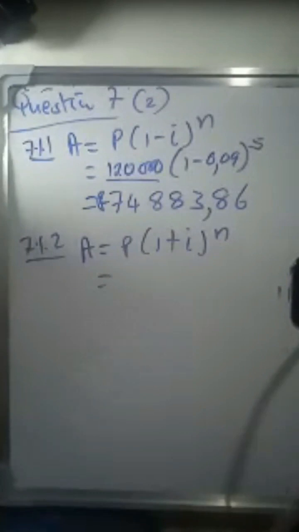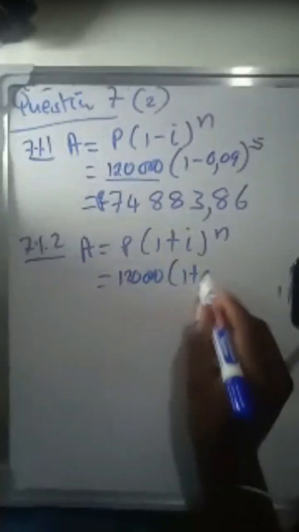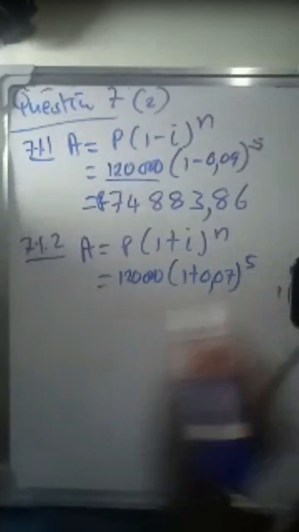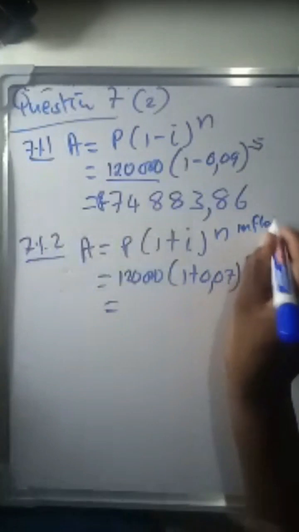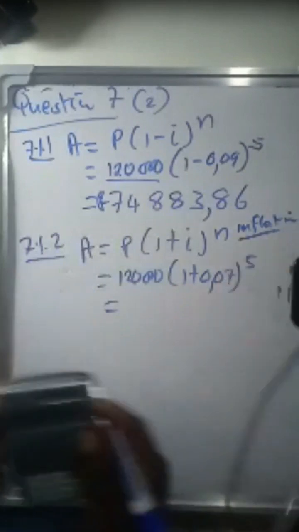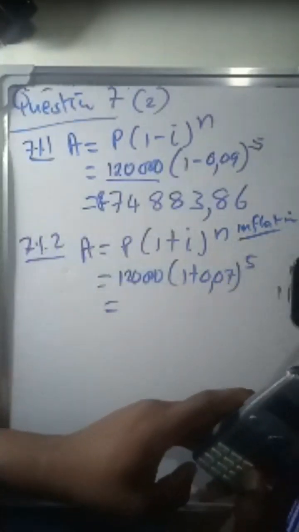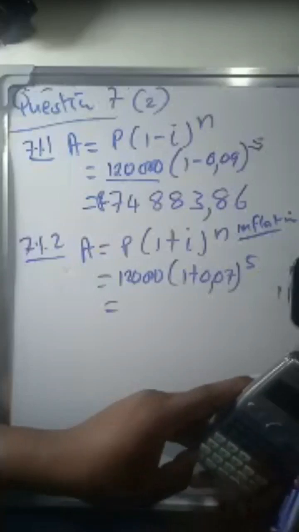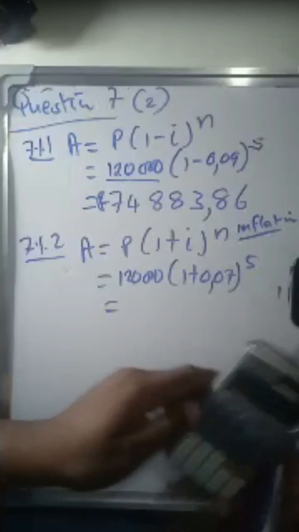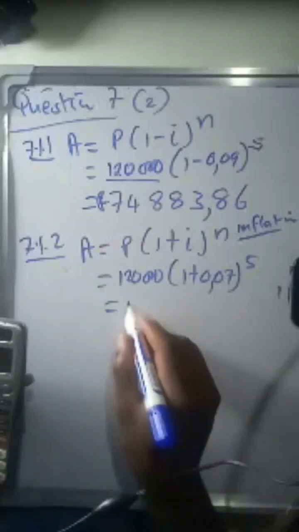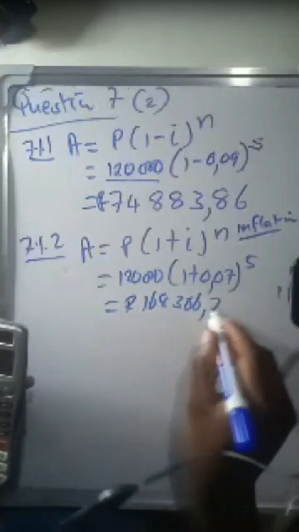So we are assuming that the machine was costing 120,000 5 years ago. So how much does it cost now? Okay, so it's going to be 120,000 into 1 plus 0.07 to the power of 5. How much do we get? That is inflation. How much do we get? How much do you get? 168,306.21.